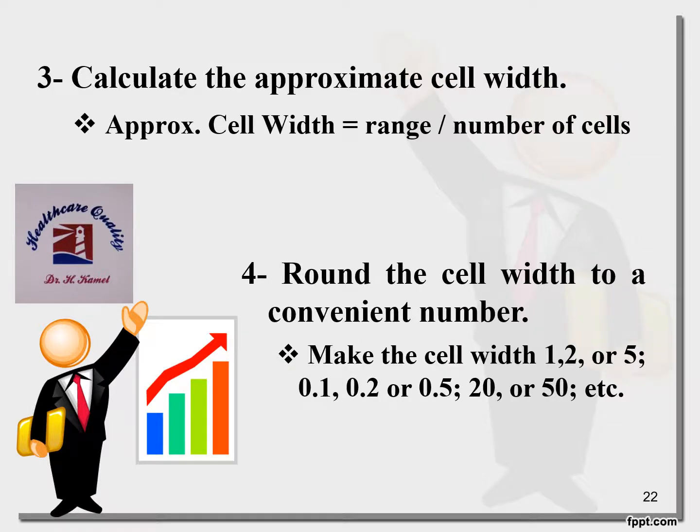Step 3. Calculate the approximate cell width. Approximate cell width equals range divided by the number of cells. Step 4. Round the cell width to a convenient number. Make the cell widths 1, 2 or 5, 0.1, 0.2 or 0.5, 20 or 50, etc.